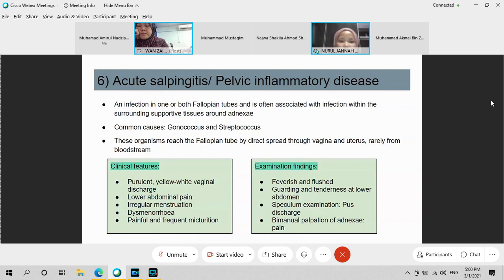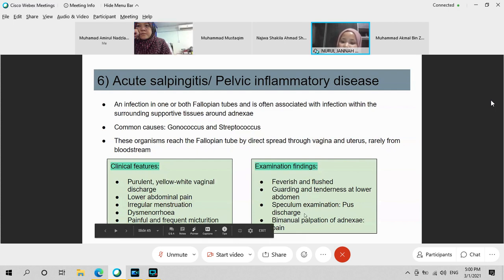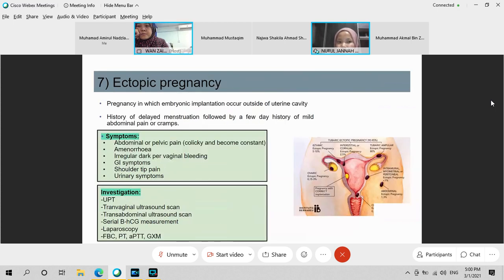The clinical features of pelvic inflammatory disease: the patient may have purulent, yellow-white vaginal discharge, lower abdominal pain, irregular menstruation, dysmenorrhea, painful and frequent menstruation. For the examination findings, the patient may have fever and flushing, guarding and tenderness at the lower abdomen. On speculum examination, the patient may have foul discharge, and on bimanual palpation, the patient may elicit pain. And then the seventh one is ectopic pregnancy, which is a pregnancy in which embryonic implantation occurs outside of the uterine cavity.